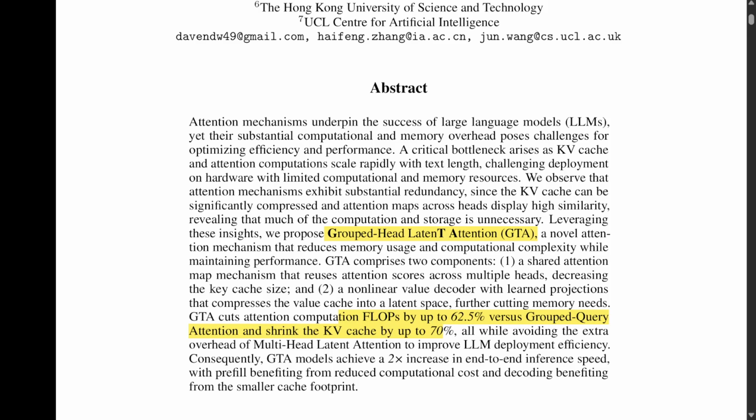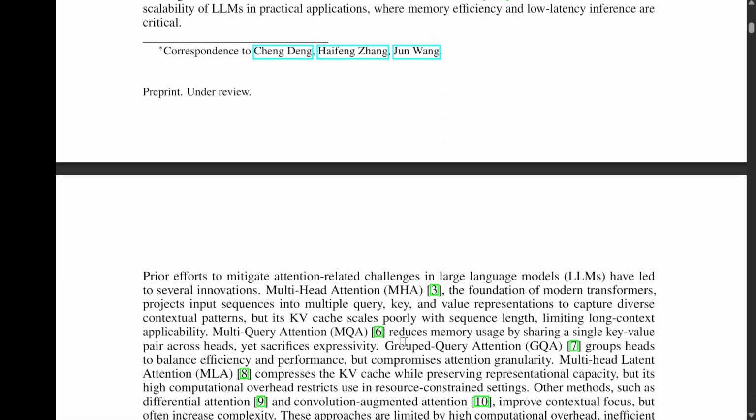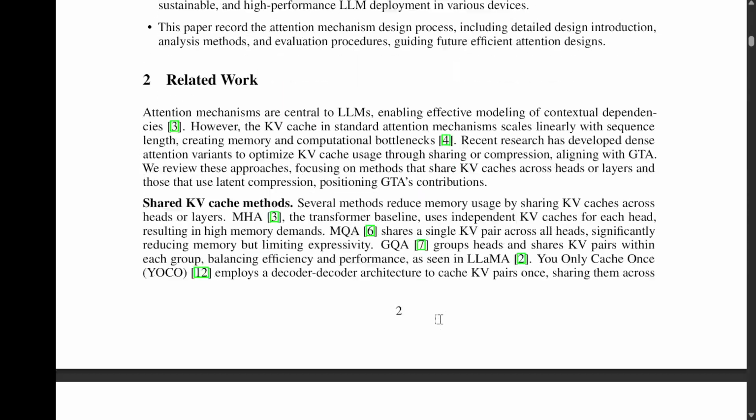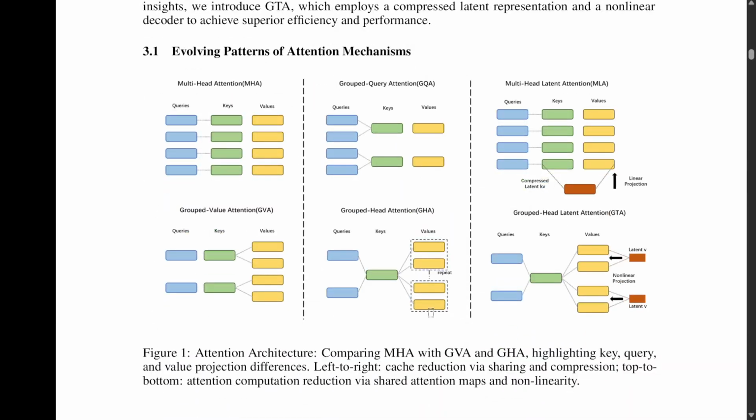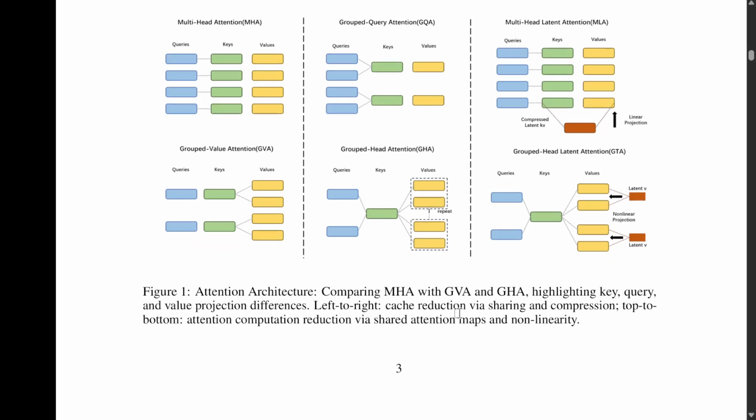Okay. So GTA builds on existing ideas, as most research does. The paper positions it relative to two main lines of work we've touched on. First, those shared KV cache methods. We talked about MHA, infinite KVs, high memory, MQA, single shared KV, low memory, less expressive, and GQA, grouped sharing, the balance.